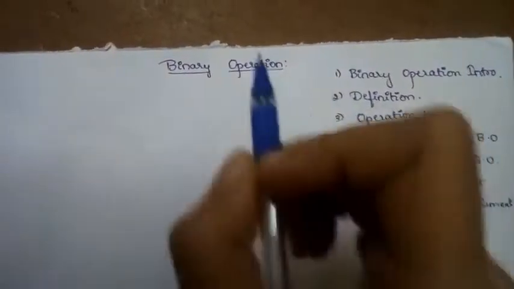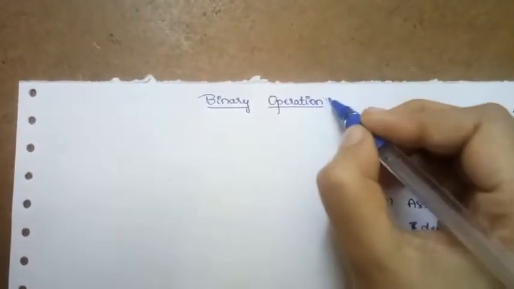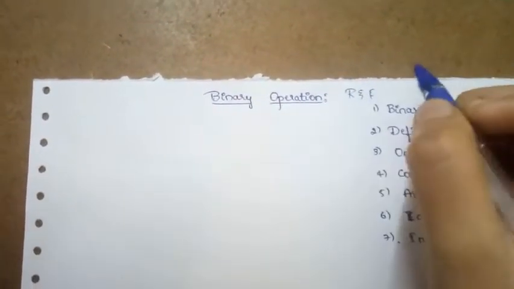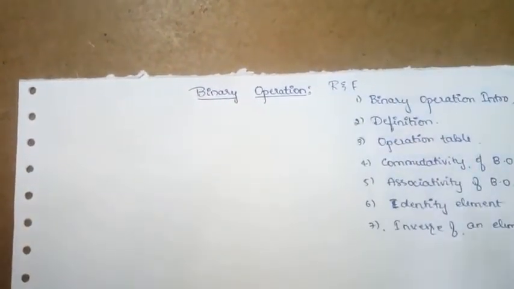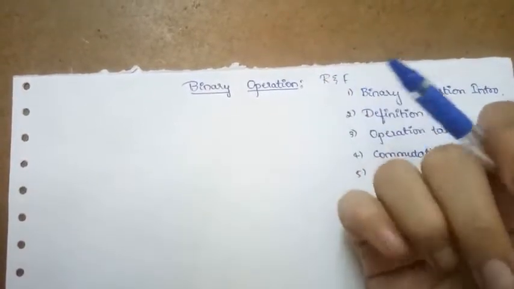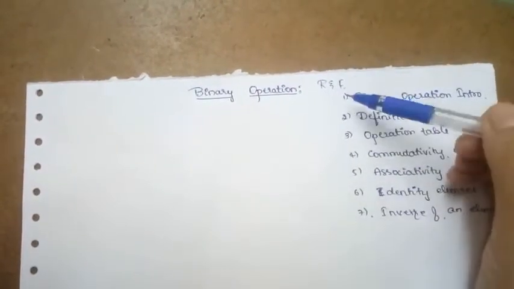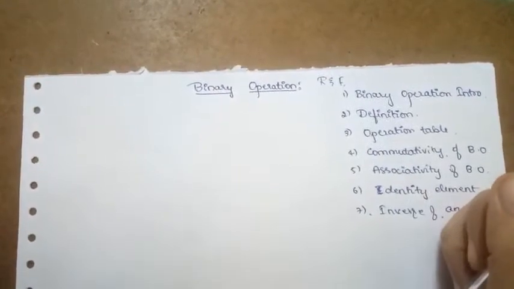Hi students. So today we are going to learn about the binary operation, which is the last concept in the chapter relations and functions. In relations and functions, from the beginning we have learnt the types of relation, the types of function, composition of functions, and how to find the inverse of a function. We have come across all these things in this chapter. The last concept remaining is the binary operation.